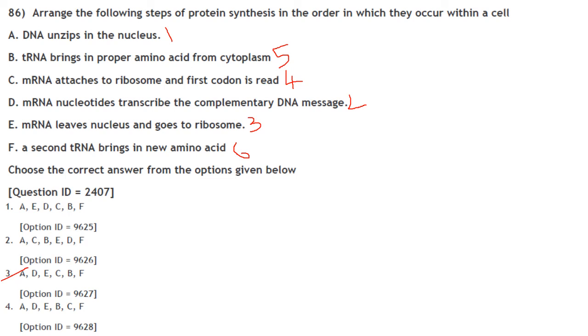tRNA brings in proper amino acid from cytoplasm. Yes, that is the 5th step. And a second tRNA brings in new amino acid. That is the last step. So the order is A, D, E, C, B, F. That is option 3.